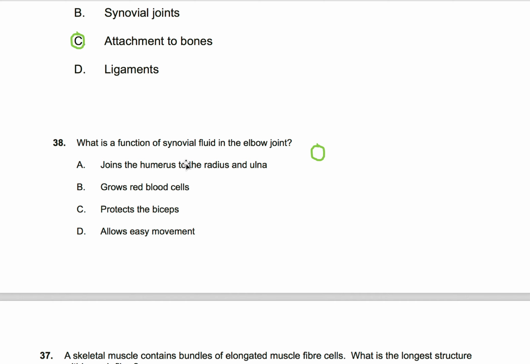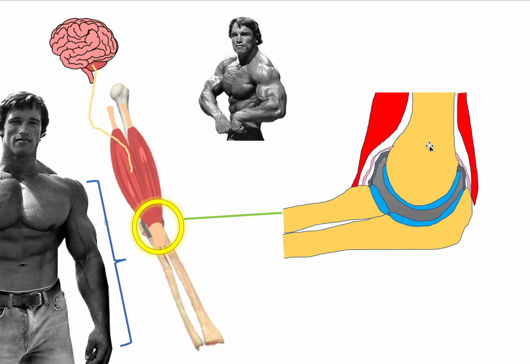So, joins the humerus to the radius and the ulna. Here we have the humerus. This is your upper arm bone, and your radius and your ulna are these two bones. They're saying the synovial fluid joins these bones together. No, that's not true. All it does is make it slippery so that the bones don't rub against each other, as I just mentioned.